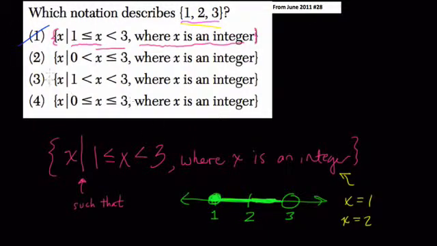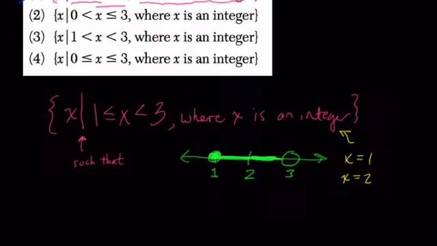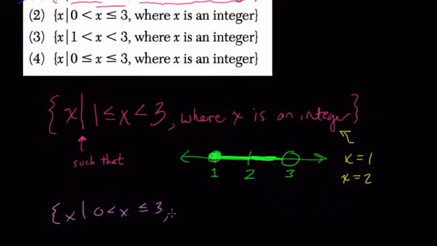Now in this next one, what does it say? It says x is greater than 0 but less than or equal to 3 where x is an integer. So they shift this around a little bit, so let's write that one out. So x such that what? Well, x is greater than 0 but also less than or equal to 3, right? Where x is an integer.